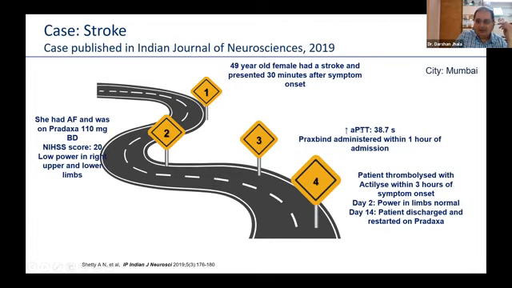Praxbind was administered within 1 hour of admission. Then the patient could be thrombolyzed because the APTT settled, within 3 hours of symptom onset. Day 2, power in the limb was normal. Day 14, the patient was discharged and restarted on Pradaxa.